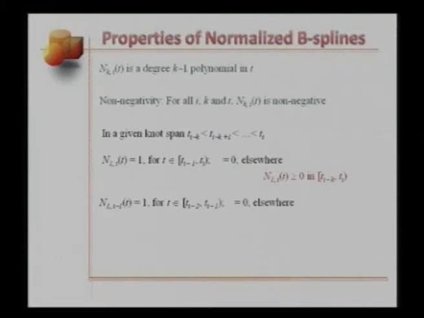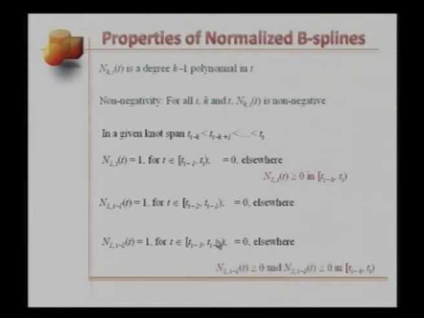If that is so, then we can say something very similar about this order 1 normalized basis function. N_{1,i-1}(t) is equal to 1 for t in [t_{i-2}, t_{i-1}), and N_{1,i-1} is equal to 0 elsewhere. Likewise, N_{1,i-2}(t) is equal to 1 for values of t belonging to the interval [t_{i-3}, t_{i-2}), t_{i-3} included, t_{i-2} not included. And N_{1,i-2} is equal to 0 for all other values of t here.